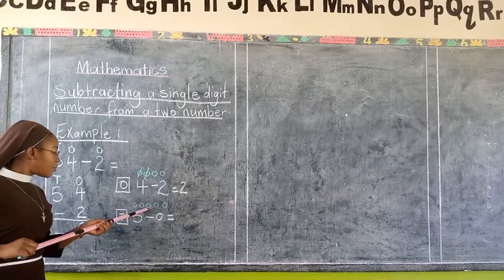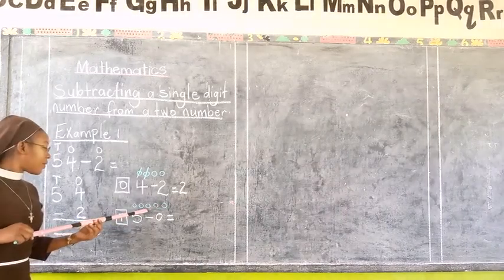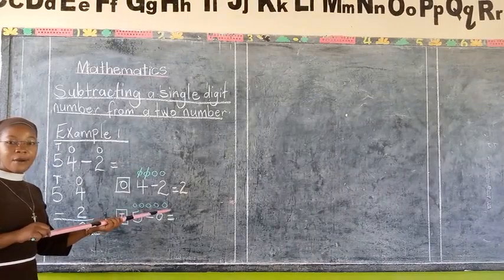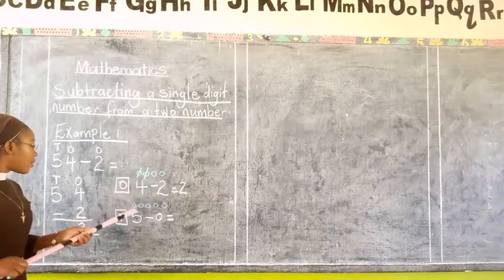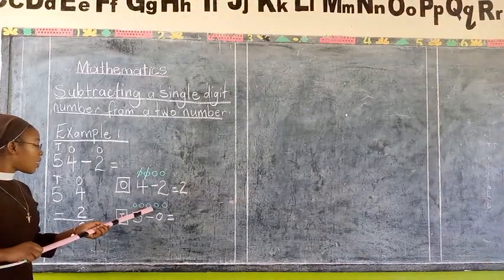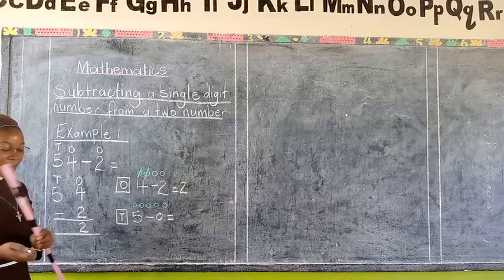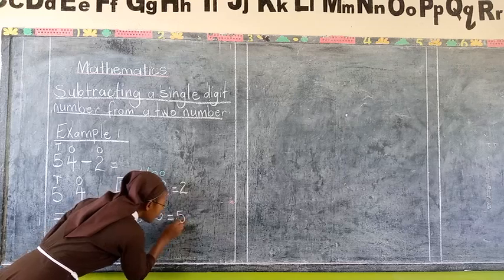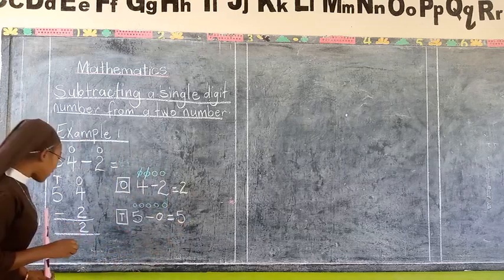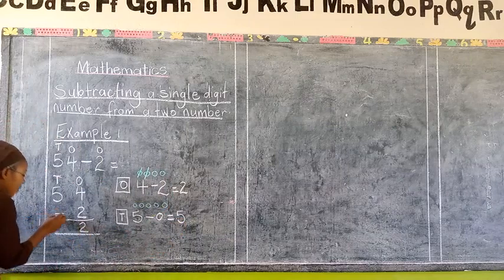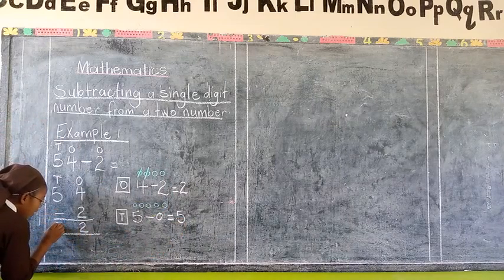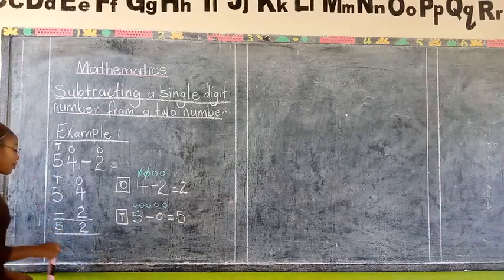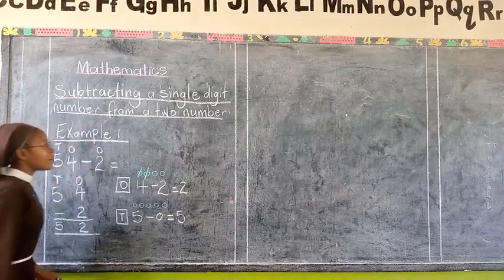So let's count. Count with your neighbor. How many balls are remaining? We have not subtracted anything from 5. Let's count. 1, 2, 3, 4, 5. Meaning 5 minus 0, we shall have our answer as 5. We come under the place value of tens and we write 5. Remember to write the number under its right place value.